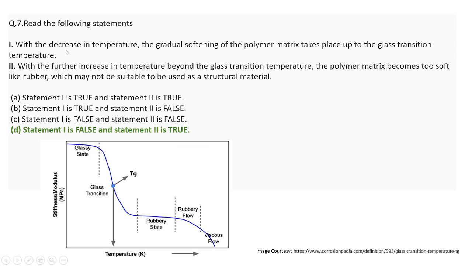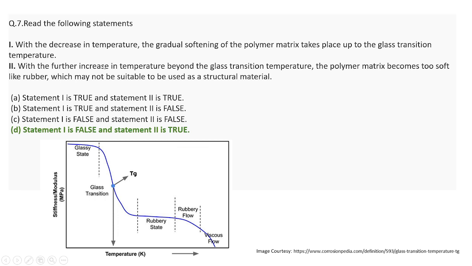So what the first statement says, that with decrease in temperature, the gradual softening of the polymer matrix takes place up to glass transition temperature, is not correct. As you can see, when the temperature is increased, there is gradual softening and we reach the glass transition temperature. So the first statement is incorrect.